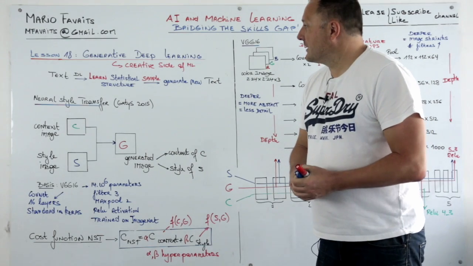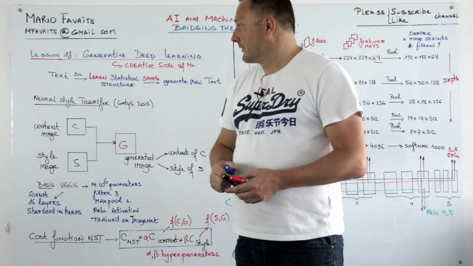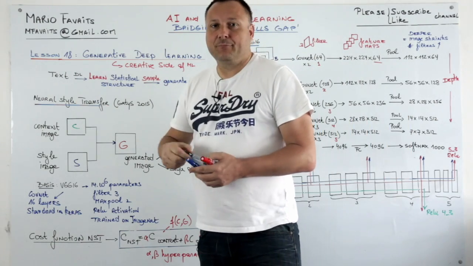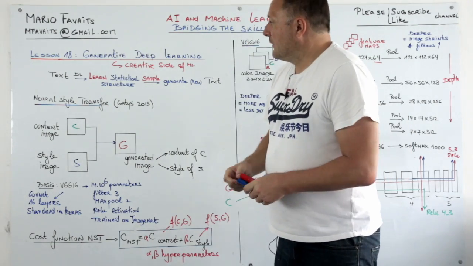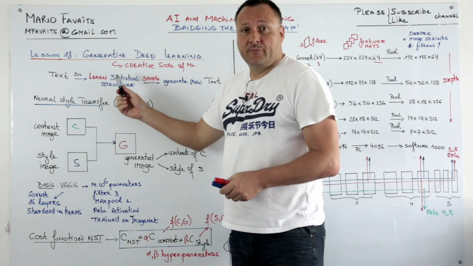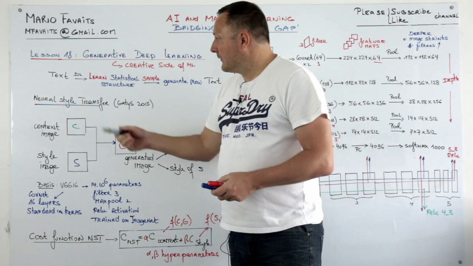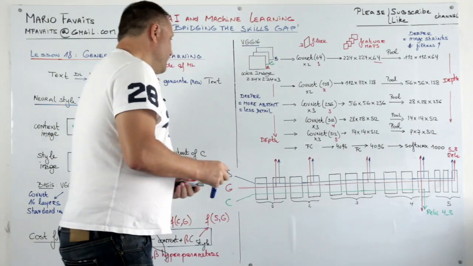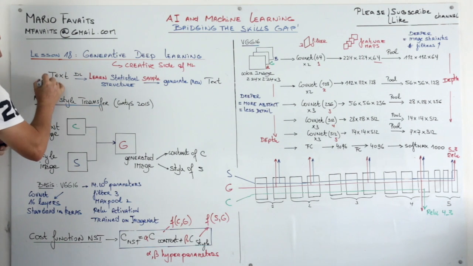Alright, welcome back to generative deep learning, the creative side of machine learning. Basically what we do is we're going to take data, it can be text, a picture, or music, and train on the data to learn the statistical structure of that data. And we're going to do this through deep learning. Remember, we had a text in the previous video. The text was from Friedrich Nietzsche.